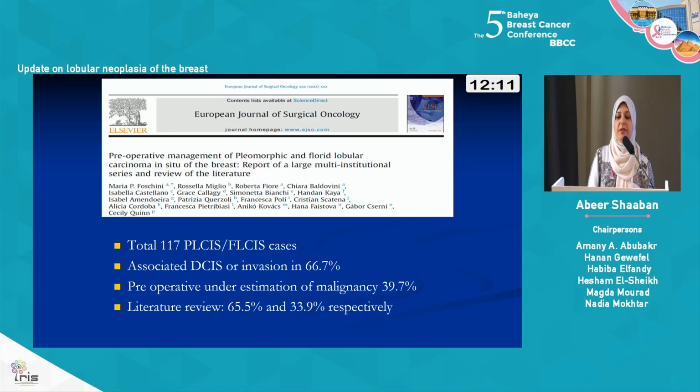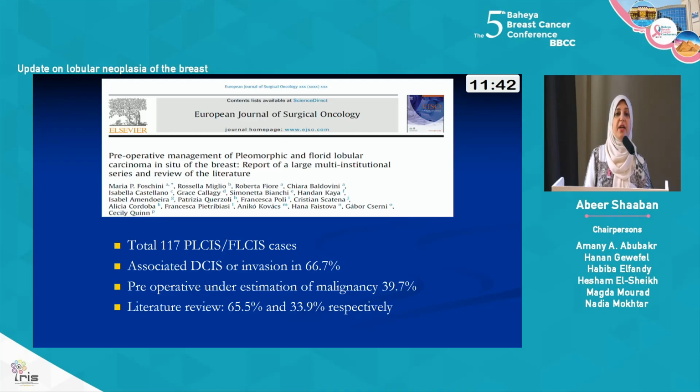And this is a really nice paper on the preoperative management of pleomorphic and florid LCIS. Sometimes it's difficult in the literature to dissect florid LCIS on its own, because in this paper they lumped it with PLCIS together. So there are few series on florid on its own. They combined florid and pleomorphic LCIS, a total of 117 cases, which is a reasonable number.